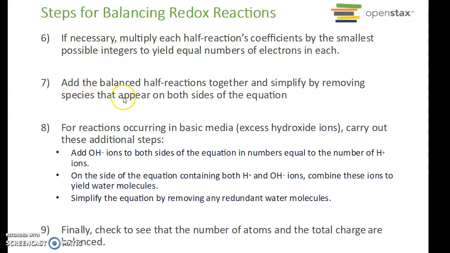Okay, then add the balanced half reactions together, simplified by removing the species that appear on both sides of the equation. For reactions occurring in basic media, there'll be excess hydroxide ions after carrying out these steps, right? And then add hydroxide ions to both sides of the equation in numbers equal to the H+ ions. On the side of the equation containing both H+ and OH- ions, combine these to form water, and simplify the equation by removing any redundant water molecules. Finally, check to see that the number of atoms and the total charge are balanced. So these are the 9 steps involved, and let's do an example.